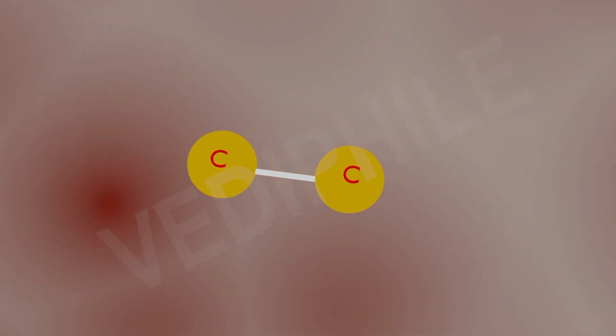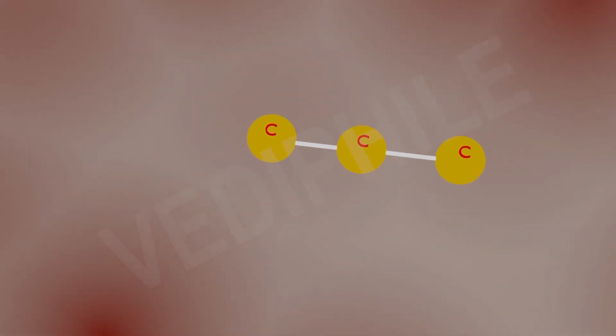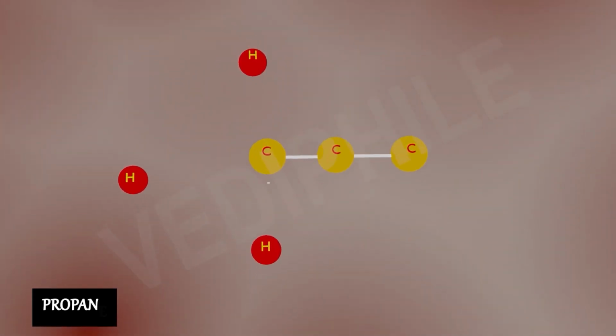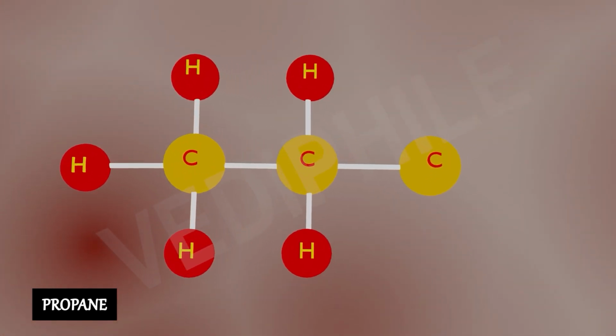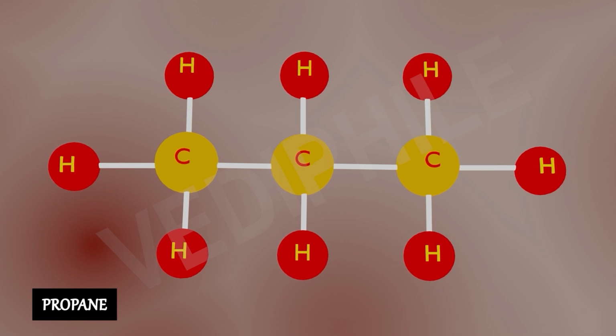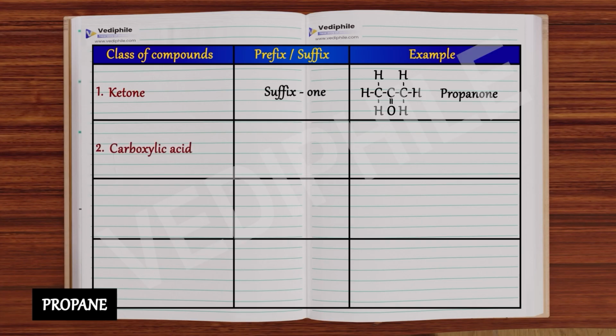Likewise, if we see this compound, how many carbons are here? 3 carbons. So it is a propane. Propane means 3 carbon. So propane plus oic acid. Oic acid is the suffix. So propane का E हटा के हमने oic ऐड कर दिया. So it is propanoic acid.